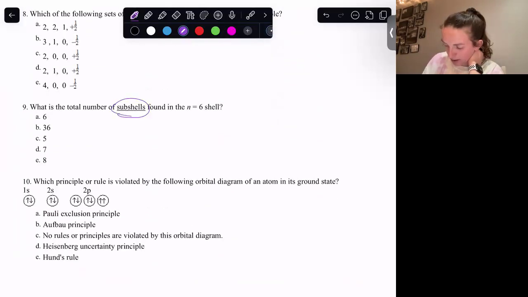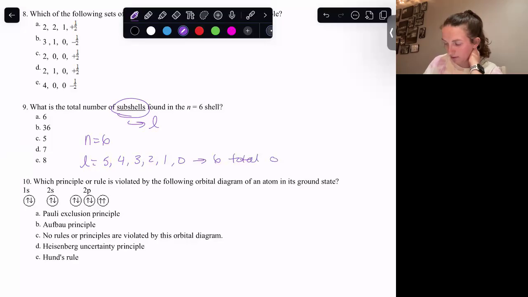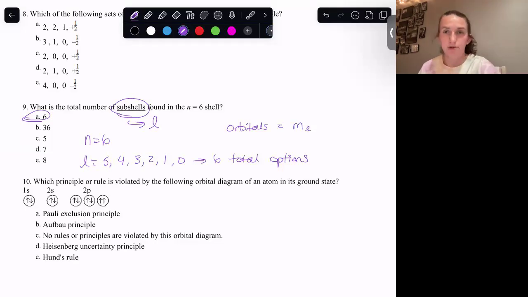Okay, so subshells here, this is l as your quantum number. So when n is equal to 6, l can equal 5, 4, 3, 2, 1, or 0. So you have 6 total options for subshells when n is equal to 6. So that's why that's going to be that. Orbitals is m sub l. So just pay attention to what options are available given the constraints that you have.